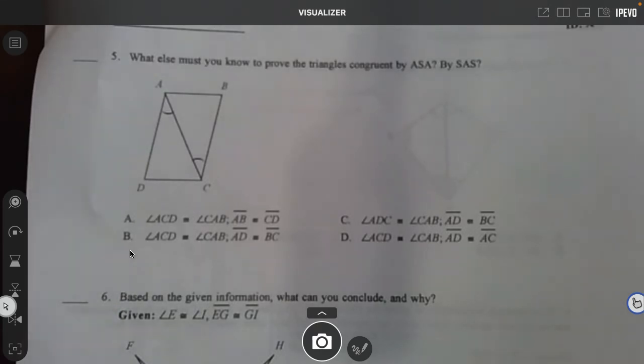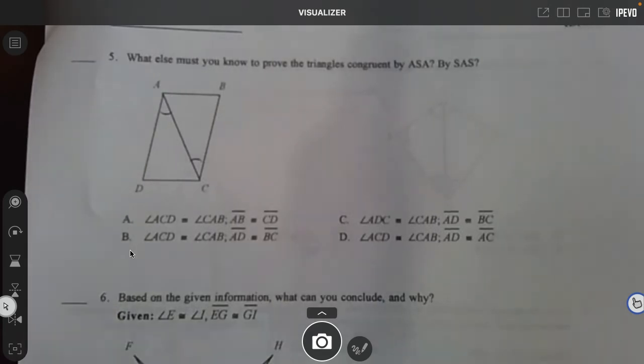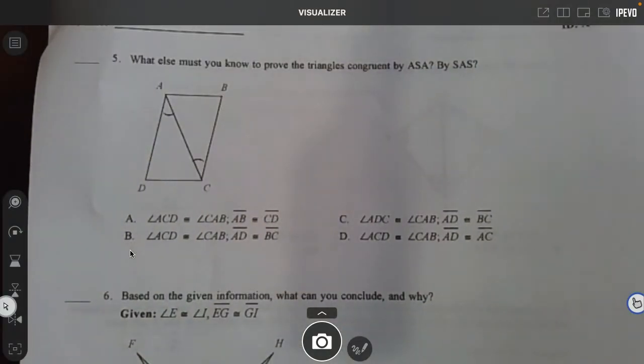Okay, anyway, back. Let's finish. How many of these are on here? Okay, 4 more, I think. All right, what else do you need to know for angle, side, angle? Well, let's see. I have an angle already. Do I know a side? Is it congruent to itself? This is congruent to itself, reflexive property. So what's the other angle that I need?